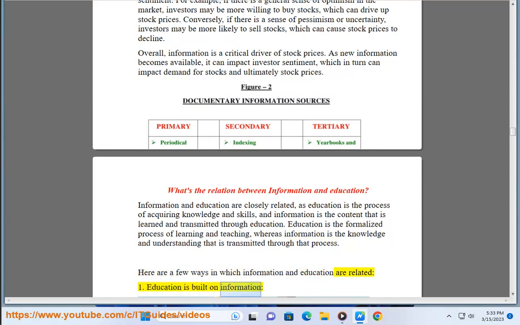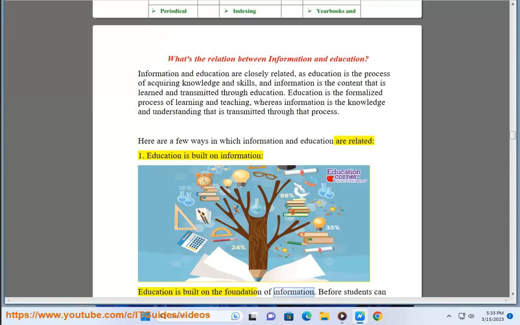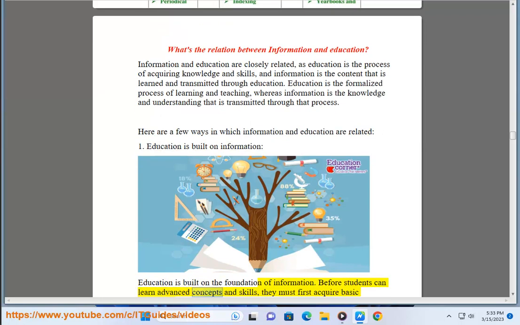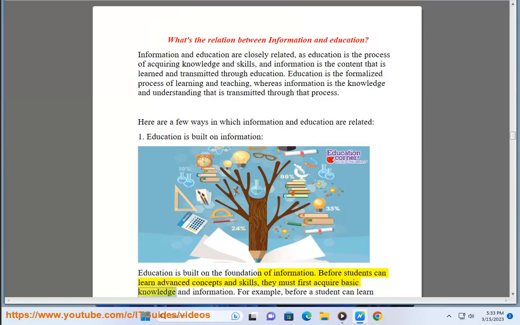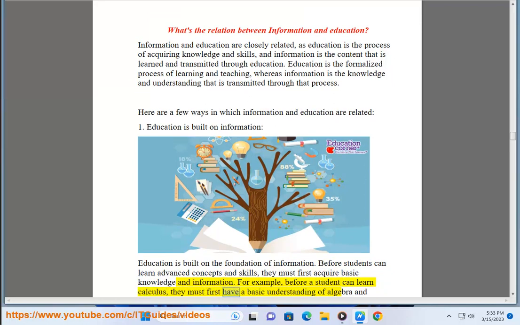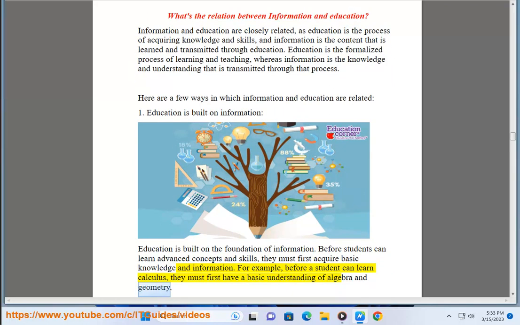1. Education is built on information. Education is built on the foundation of information. Before students can learn advanced concepts and skills, they must first acquire basic knowledge and information. For example, before a student can learn calculus, they must first have a basic understanding of algebra and geometry.